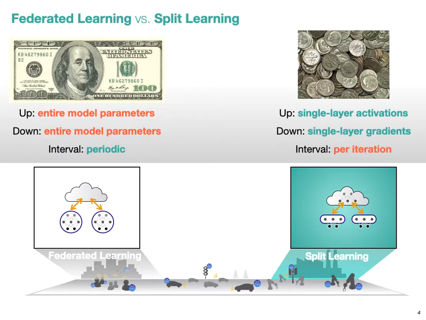So first, consider a parameter server communicating with multiple remotely located workers. Then, in federated learning, both uplink and downlink payloads are the entire model parameters, and the communication interval is periodic. On the other hand, in split learning, the uplink and downlink payloads are single layer activations and the gradients, respectively, and they are exchanged for each sample. In other words, federated learning can be regarded as a shower, while split learning is many drops. The question is whether many drops exceeds a shower or not.